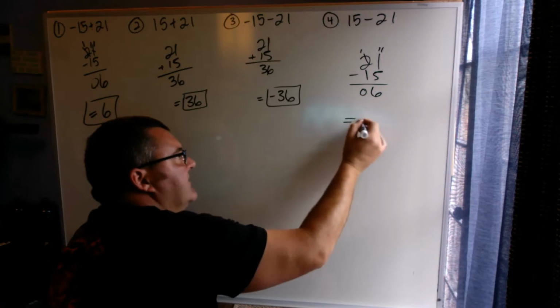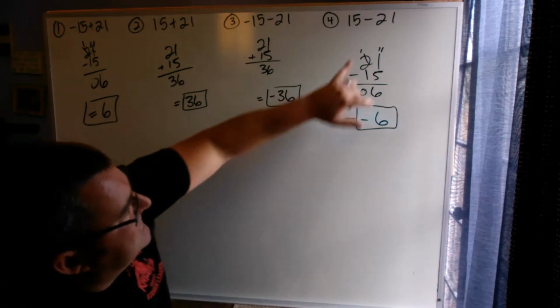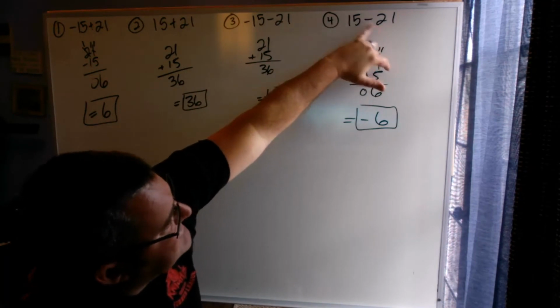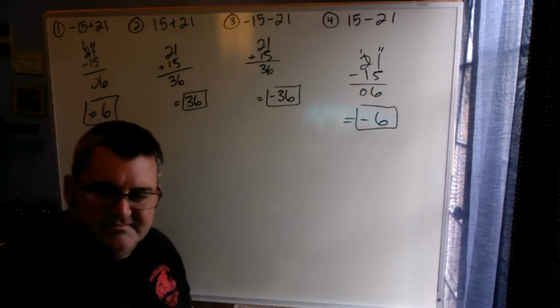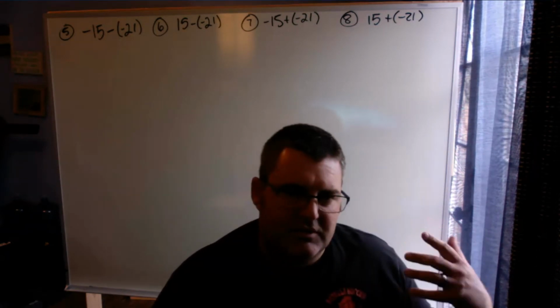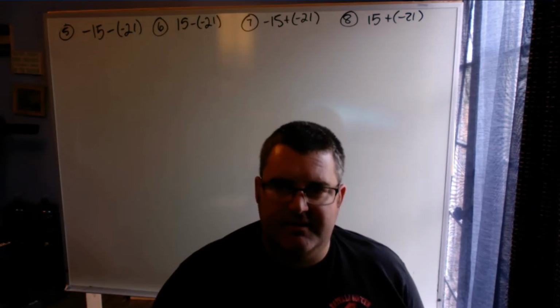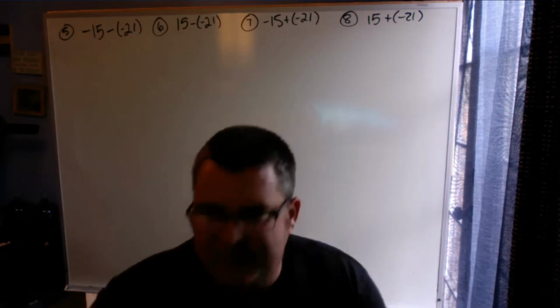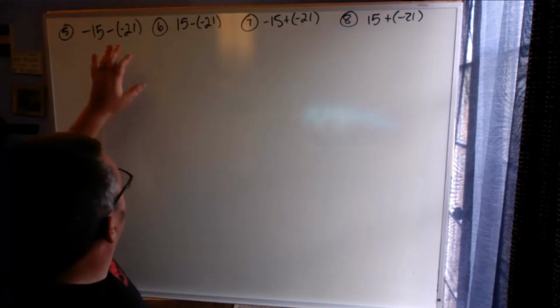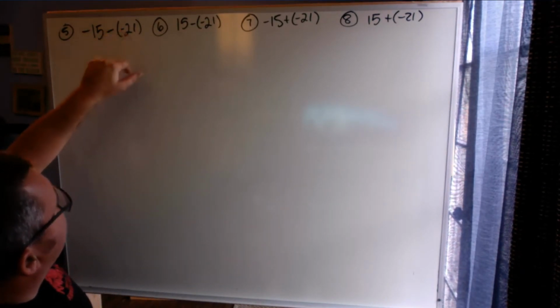But this time we tell ourselves the answer is negative 6. 21's the larger number, so 21 keeps the sign. Okay, for the last 4 over here, these ones are going to have some double signs we're going to have to take care of before we put them together. So, one extra step. All right, so here's where our double sign is on number 5.